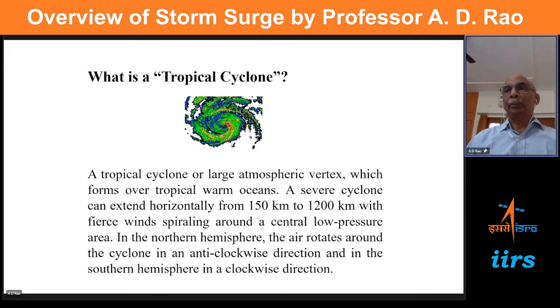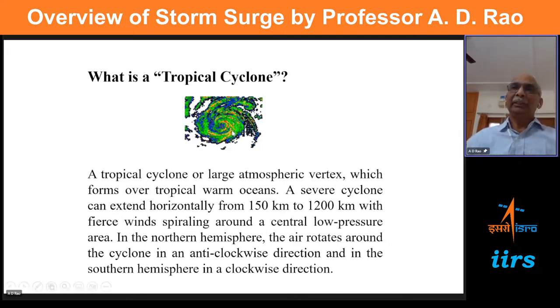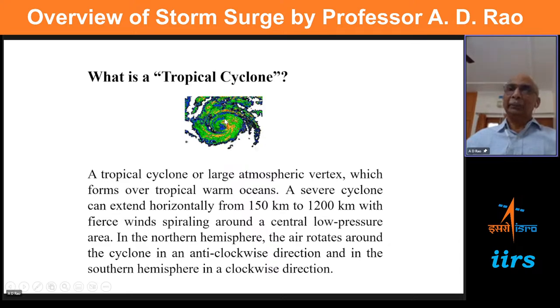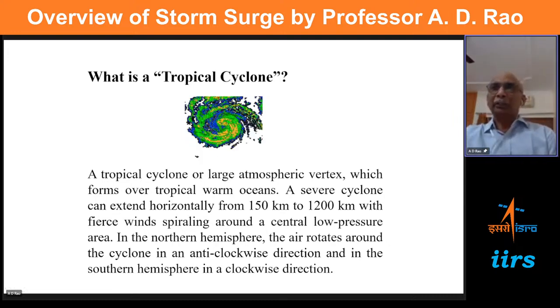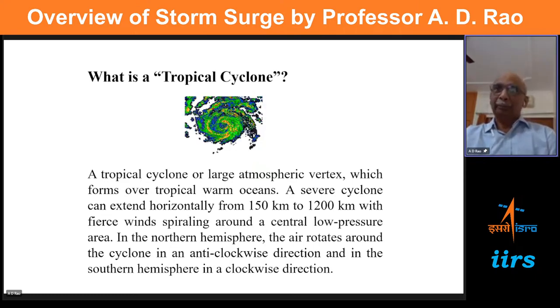It will go up to 1200 kilometers with fierce winds spiraling around a central low pressure area. In the northern hemisphere, the air rotates around the cyclone in an anti-clockwise direction, which is shown here. The winds are moving in an anti-clockwise direction. This is the direction of the cyclonic winds in the northern hemisphere. But in the southern hemisphere, it is exactly opposite. So this is the kind of large vortex which takes place in a tropical cyclone.